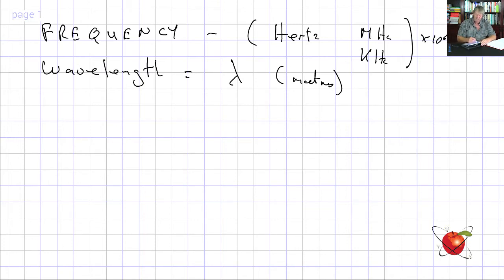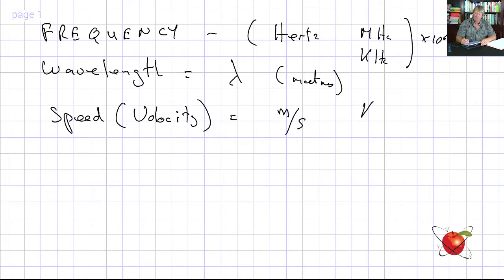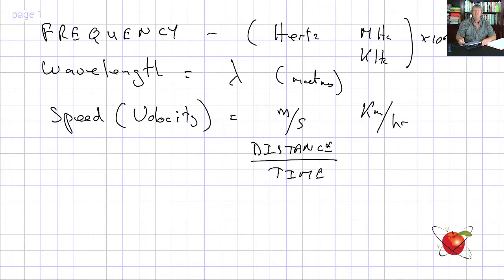So what is the speed of a wave then? I'm also going to introduce velocity here, the velocity of a wave. The speed of a wave, well, velocity, speed, remember way back in maths, is measured in meters per second, kilometers per hour. It is basically distance traveled over the time you took, isn't it? It's the distance over the time that we took to do it.